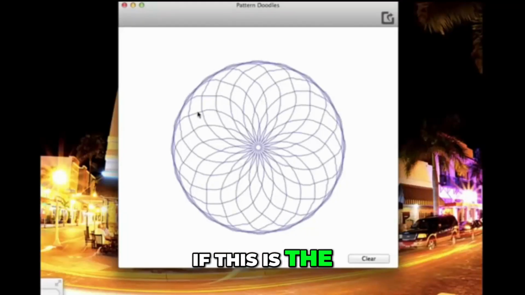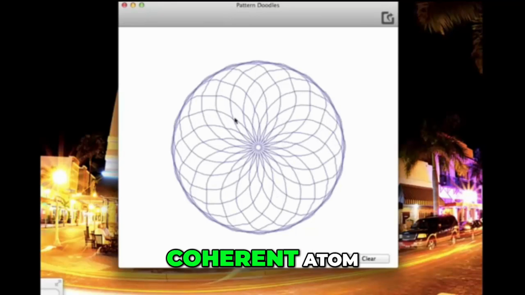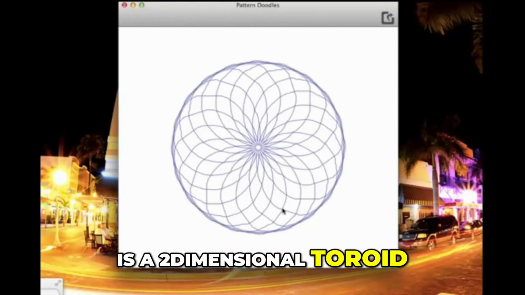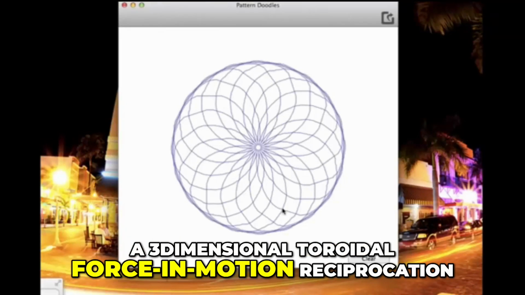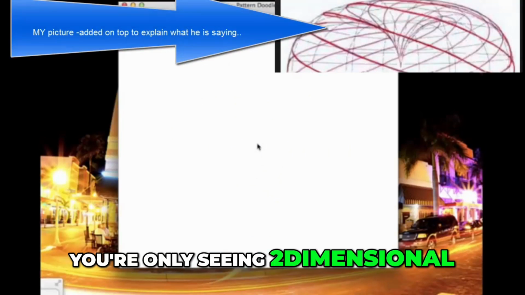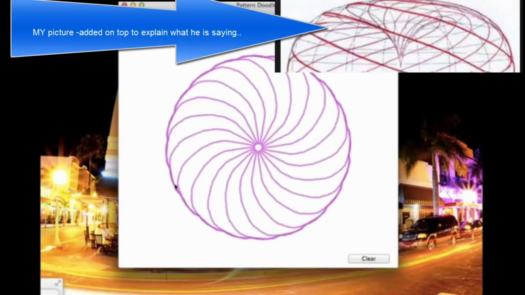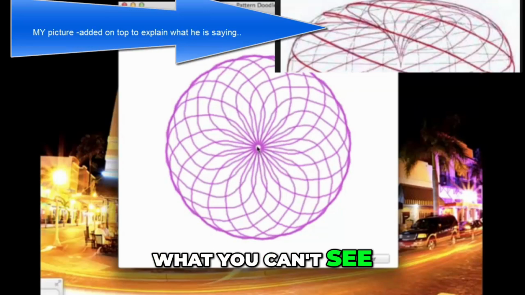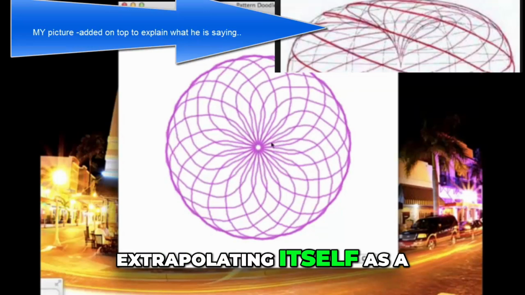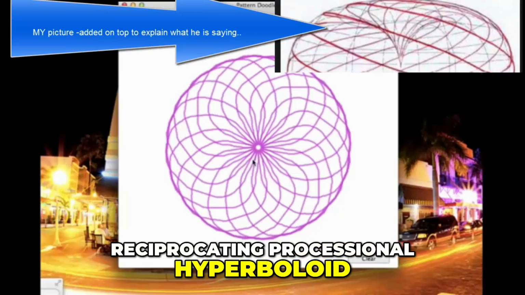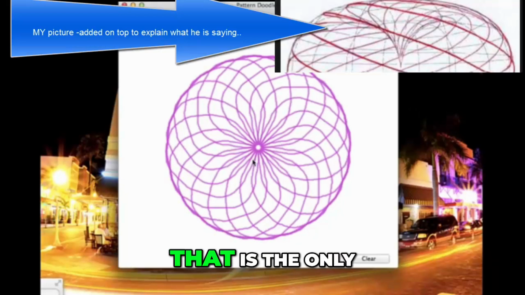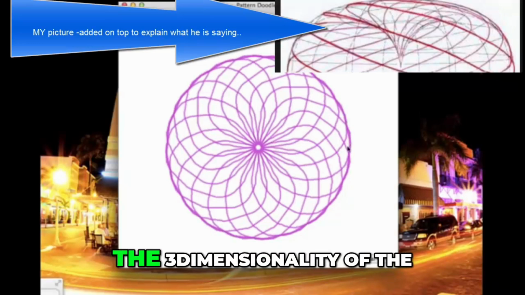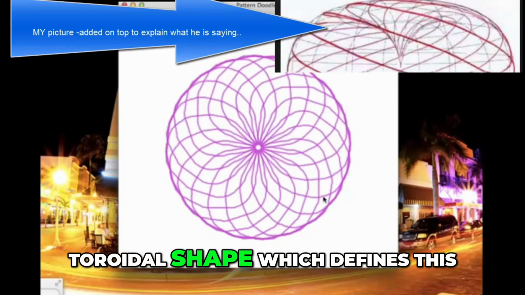What is here, if this is the model of an atom, which it is, if it were a coherent atom, this is how it expresses itself. This is a 2-dimensional toroid, which is expressed as a 3-dimensional toroidal force and motion reciprocation. Now you're only seeing 2-dimensional reciprocation vis-a-vis my drawing here, but what you can't see is the fact that it is expressing and extrapolating itself as a reciprocating processional hyperboloid, which navigates out this hypertrochoidal formation. That is the only way that force and motion can express itself. Now, while this is a 2D drawing, you actually can see the 3-dimensionality of the toroidal shape, which defines this.